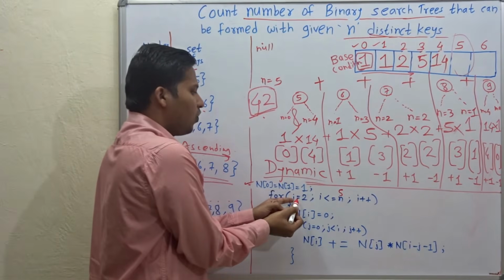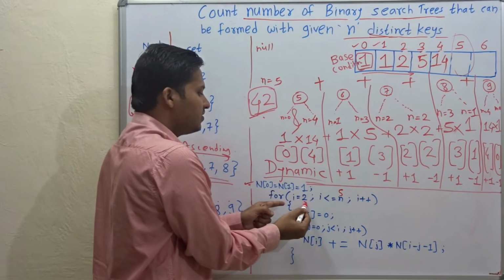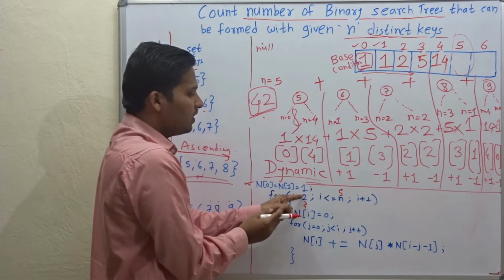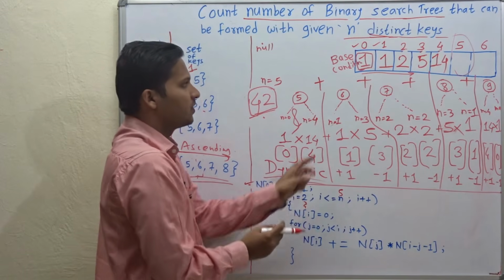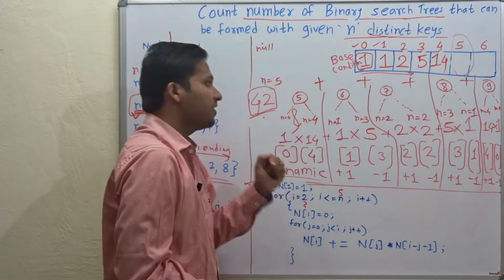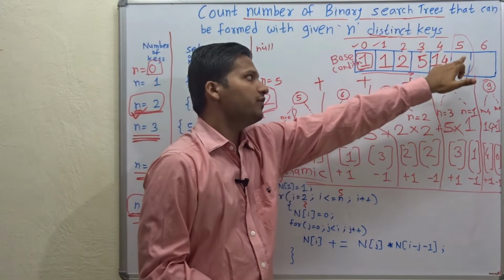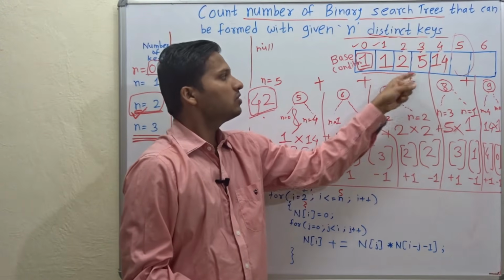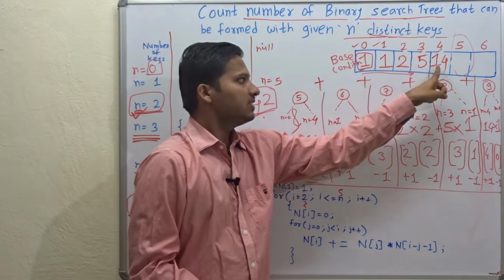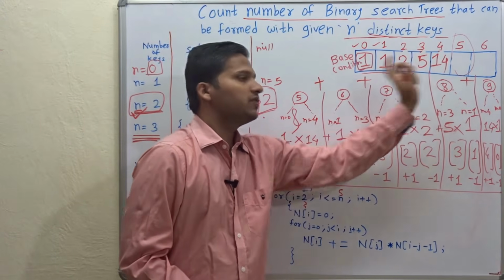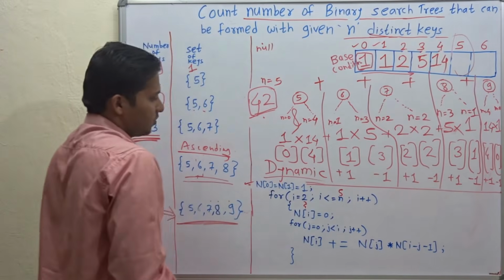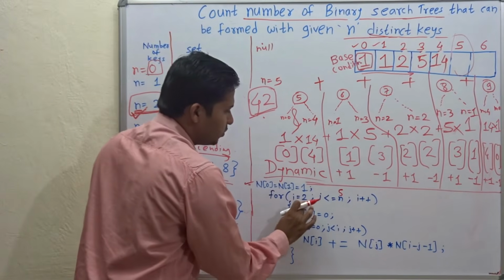Means for I equal to 2, then 3, 4, so we will memorize these values here, and for calculating the value for 5th index we will use the values of these indices until the 5th index. Okay, so let's see how do we do that.